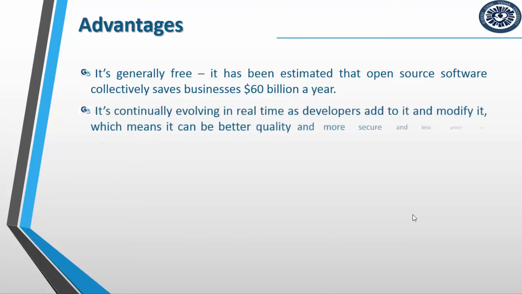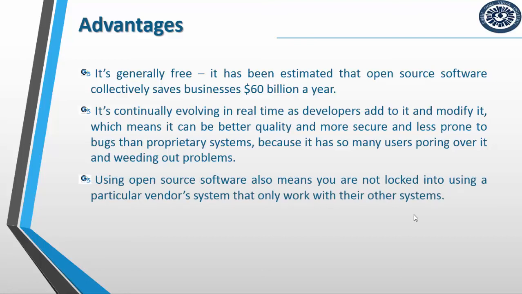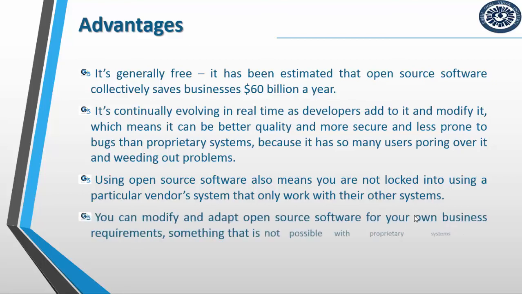It's continually evolving in real time as developers add to it and modify it, which means it can be better quality and more secure and less prone to bugs than proprietary systems because it has so many users poring over it and weeding out problems. Using open source software also means you are not locked into using a particular vendor system that only works with their other systems. You can modify and adapt open source software for your own business requirements, something that is not possible with proprietary systems.